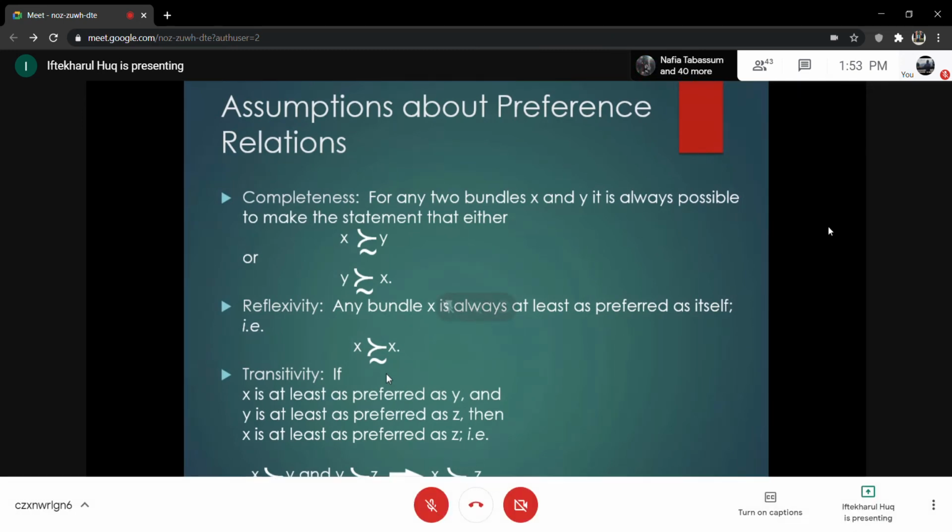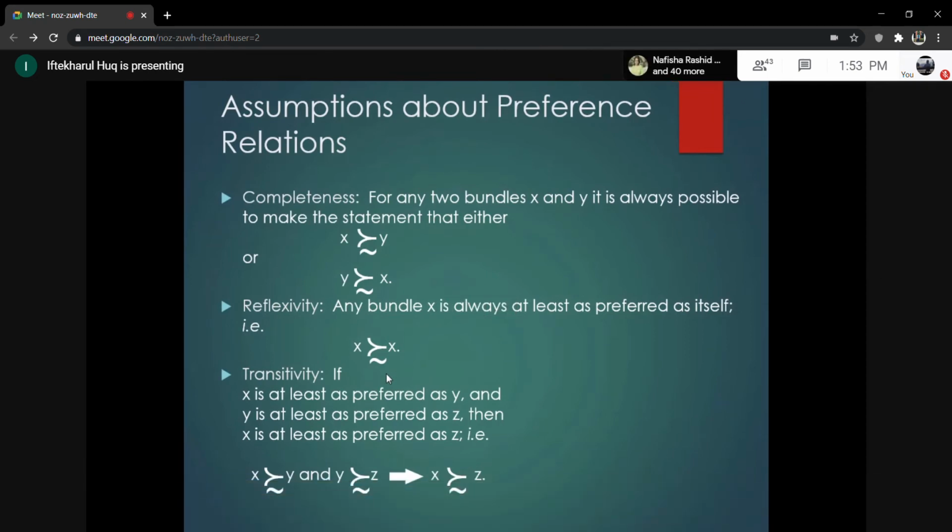Okay. The third one is more important, which is transitivity. Pay attention to this because we will use this many times in this chapter. Transitivity. X is at least as preferred as Y. Then I'm saying Y is at least as preferred as Z. So you can see there are three bundles now. X is at least as preferred as Y. Then Y is at least as preferred as Z.